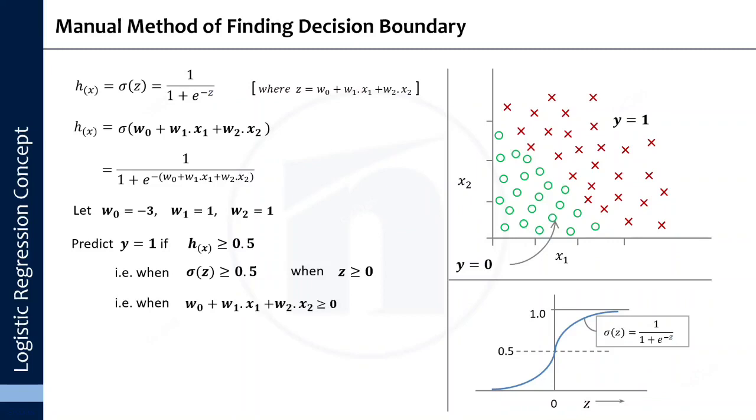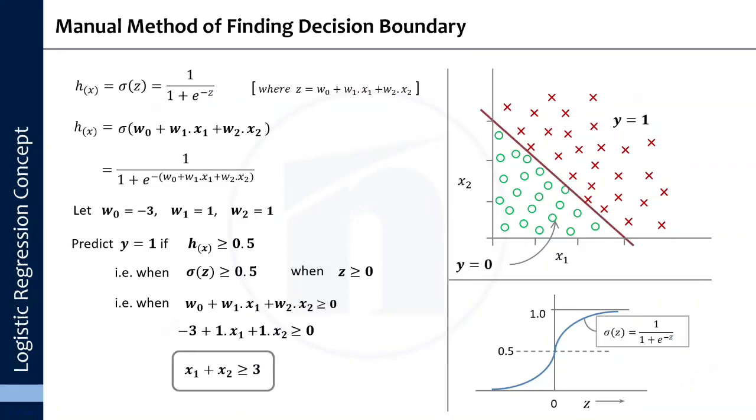So now we know that w0 plus w1 x1 plus w2 x2 is greater than or equal to 0. That means when z is greater than 0, this condition needs to be satisfied. And let's put the value of w0, w1 and w2. So that means minus 3 plus x1 plus x2 should be greater than 0. So that means x1 plus x2 should be greater than 3. So based on this, we draw the boundary line.